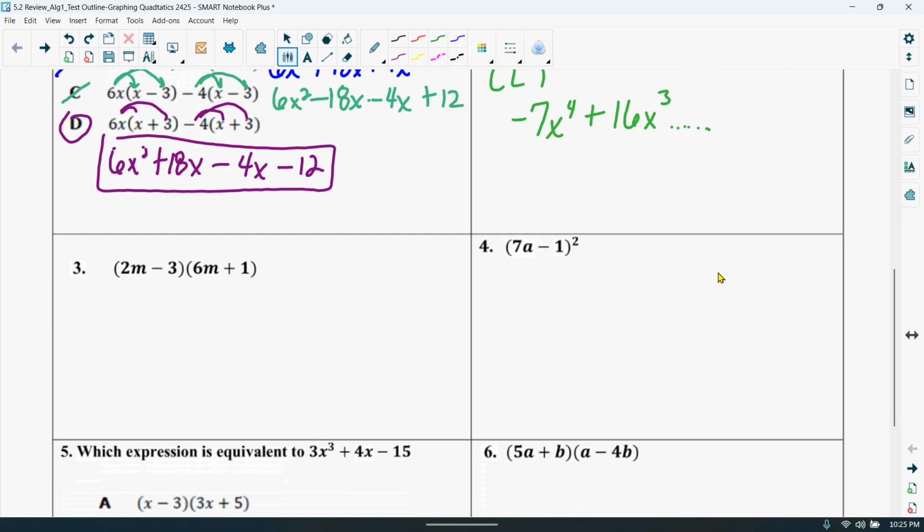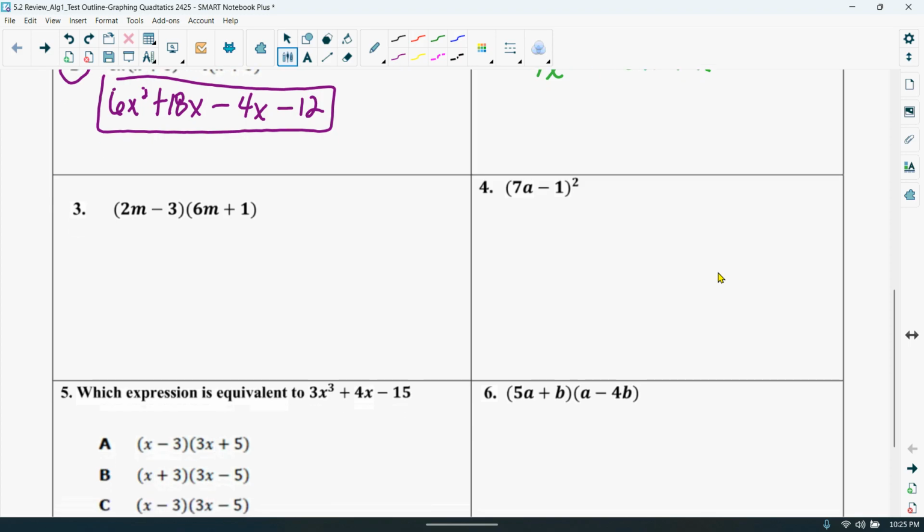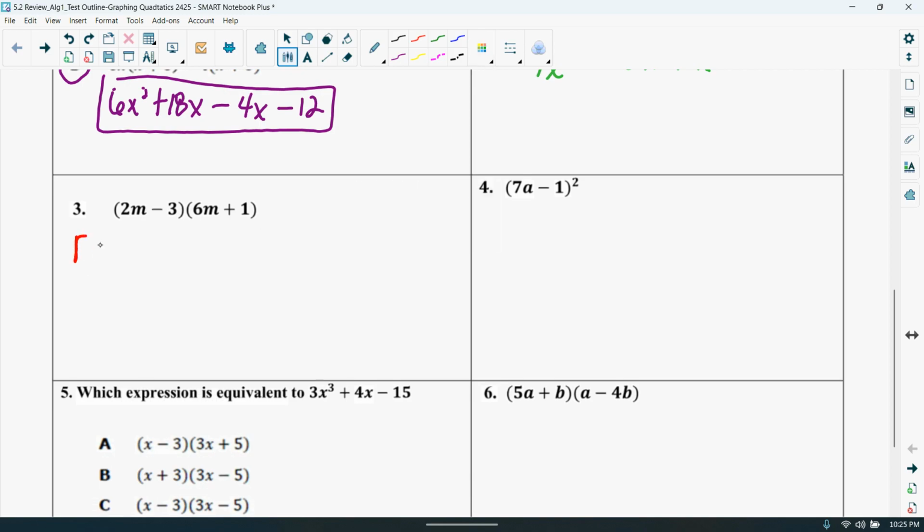All right. Now, when we get to problems 3 through 6 here, now we're gonna use the FOIL method because we have two binomials. If you forgot what that is, the FOIL method is this acronym F, then O, then I, then L. The F means you're going to multiply the first terms together. That is the 2m times the 6m. When I multiply those together, that gives me 12m squared. You gotta remember your exponents.